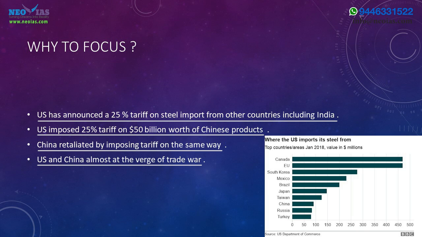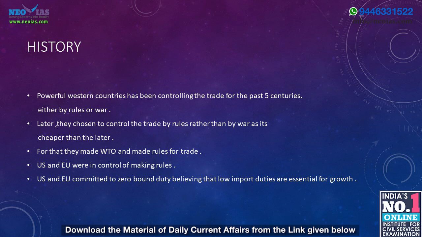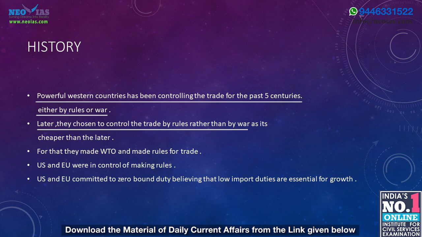Before getting into the details, like the reasons for this trade war and its impact, let us go through the history of trade. For the past 5 centuries, powerful Western countries have been controlling trade either by rules or by war. Later, they chose to control trade by rules rather than war, as it is cheaper. For this, they made the World Trade Organization and made rules for trade. The US and the European Union were the main brains behind this rule making.